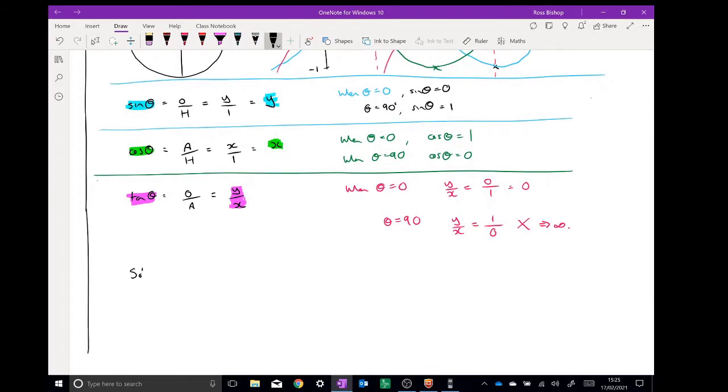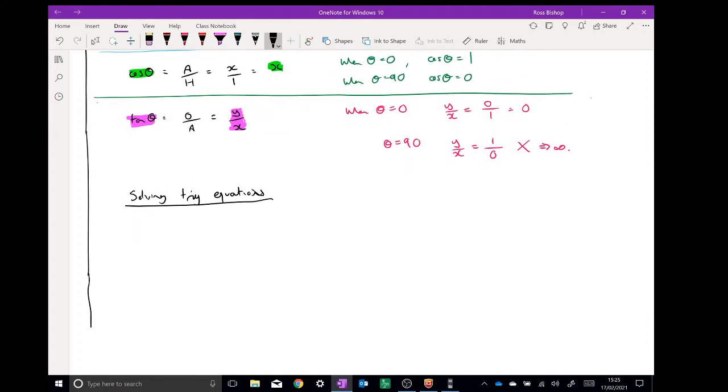So solving trig equations. Solving trig equations, okay, and we'll look straight in at an example. For example 1, solve 10 sine theta plus 3 equals 0, for 720 greater than or equal to theta greater than or equal to minus 360.